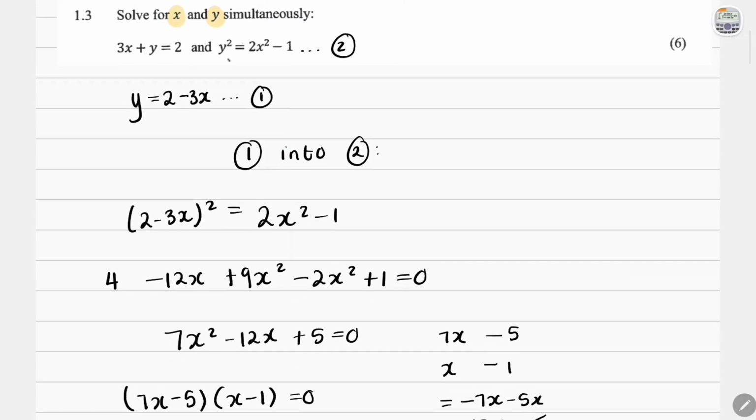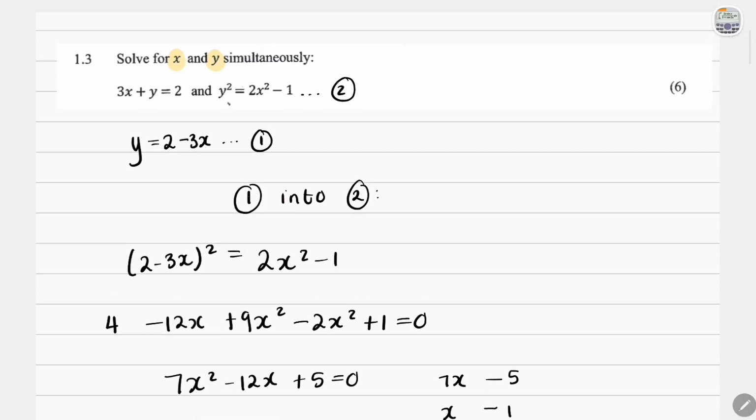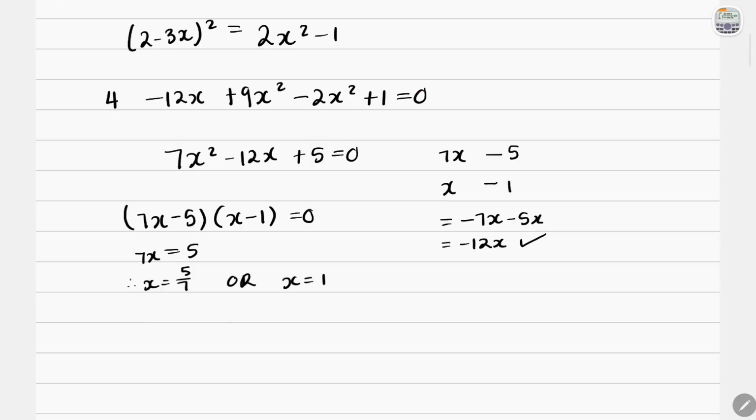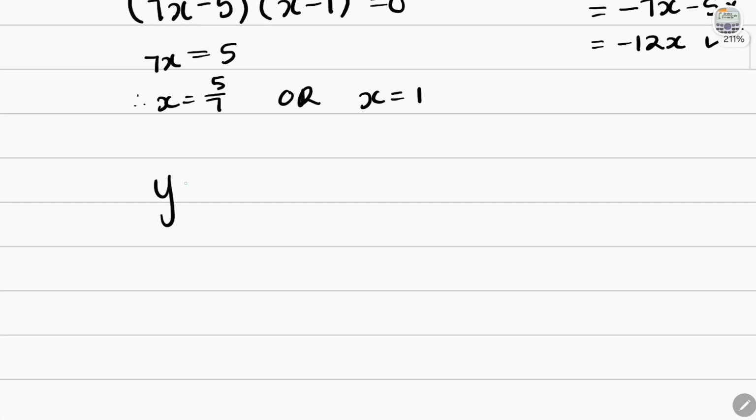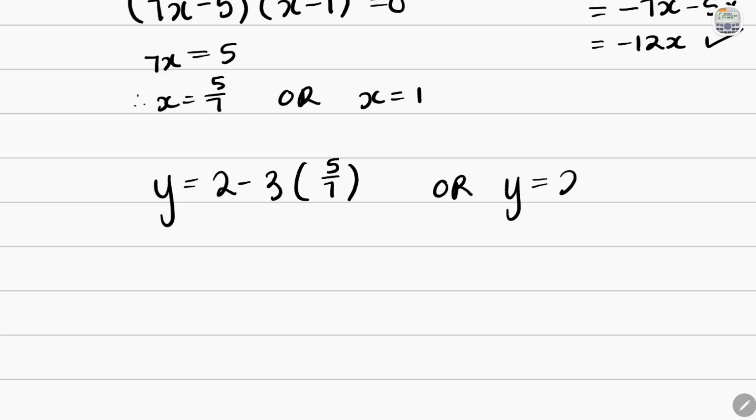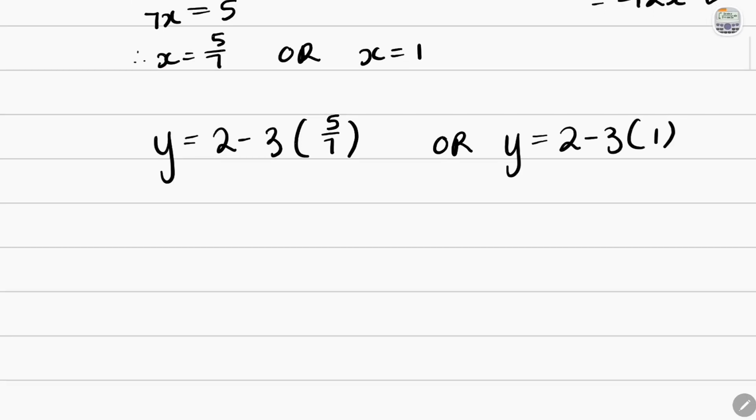So we have x. Look for the equation that helps to solve for y easily. And that will be equation 1 because y is the subject. So y equals 2 minus 3x. So 5 over 7. Or y equals 2 minus 3 times 1. And then we just have to solve here.